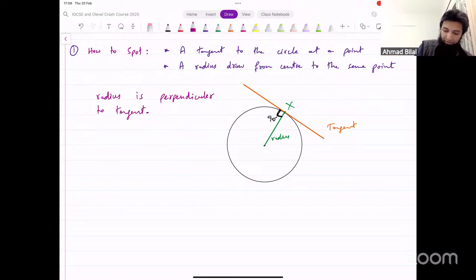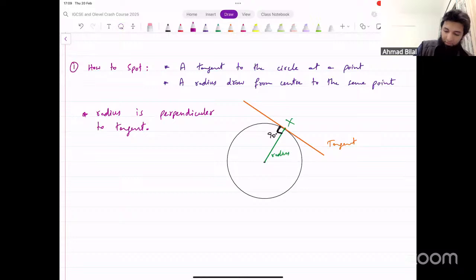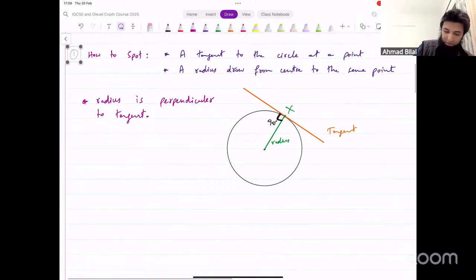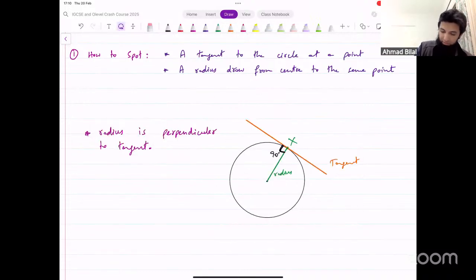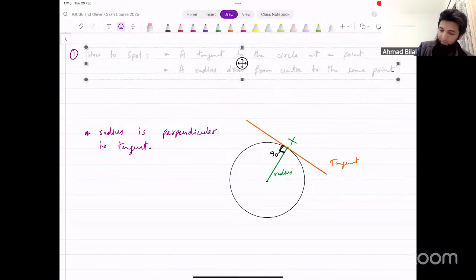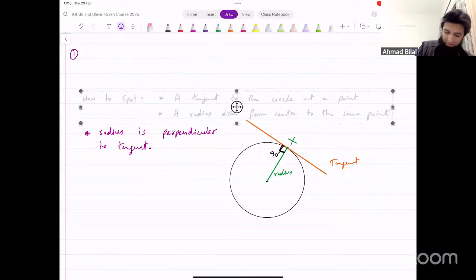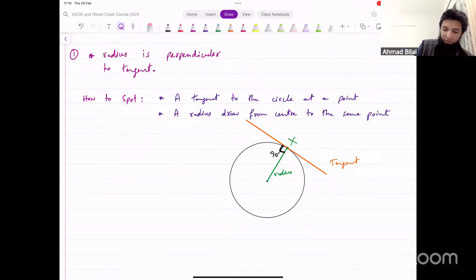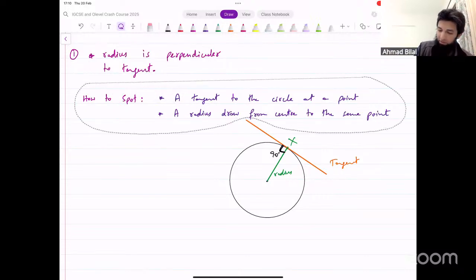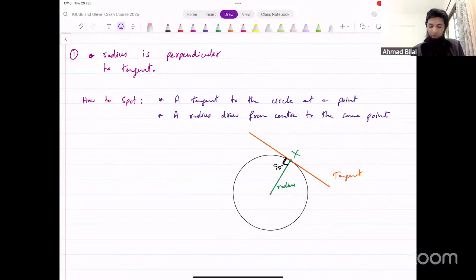This is the property: radius is perpendicular to tangent. What I'll do is I'll do it the other way around. I have this written here and the property written on top. Okay, so radius is perpendicular to tangent. How do you know that you have to use this? You have a tangent at a particular point and a radius at that same point. Okay, so that's the first property.